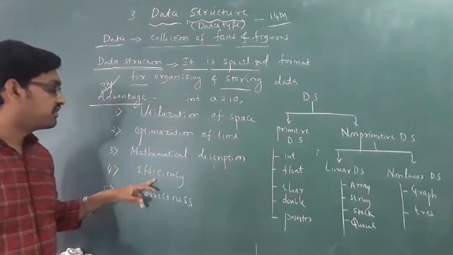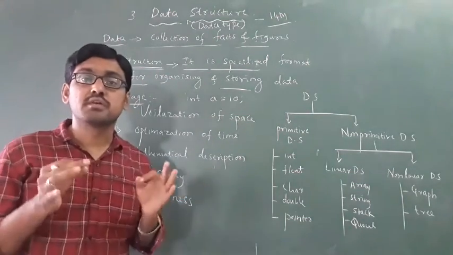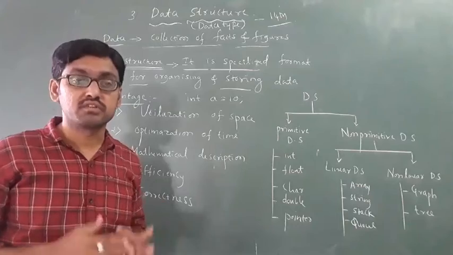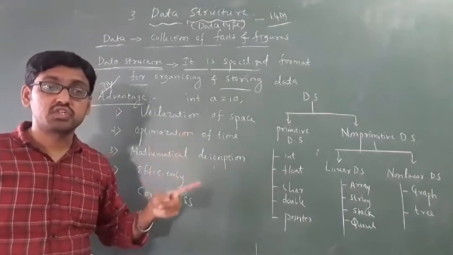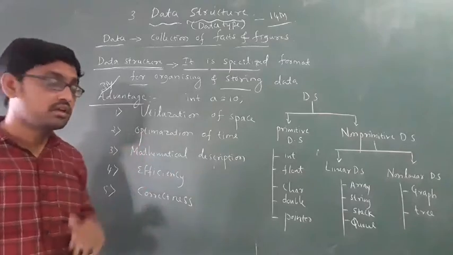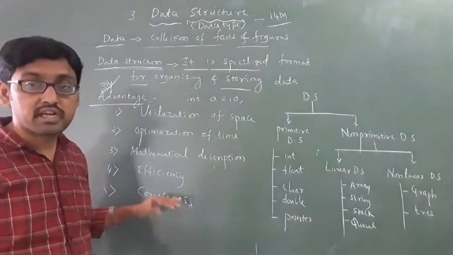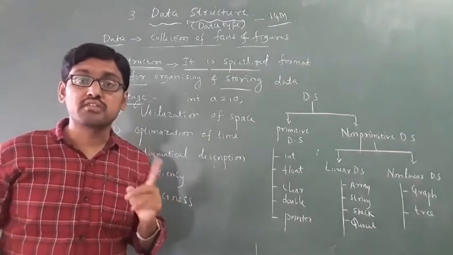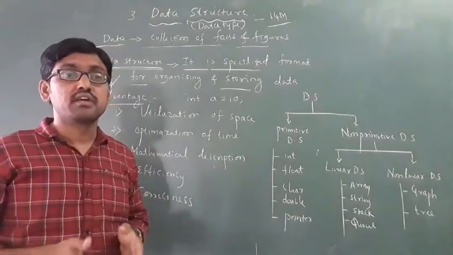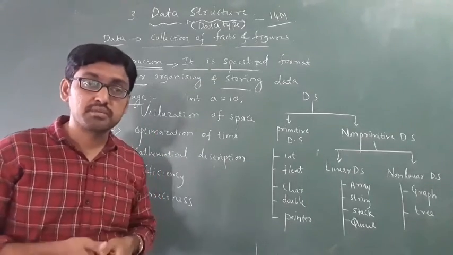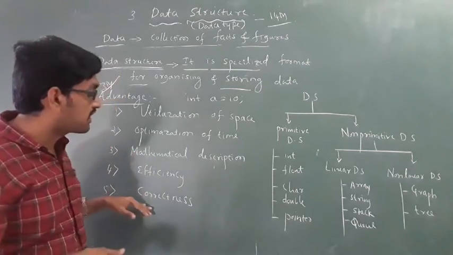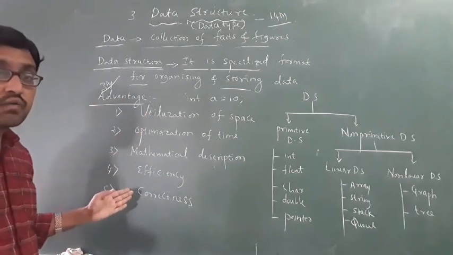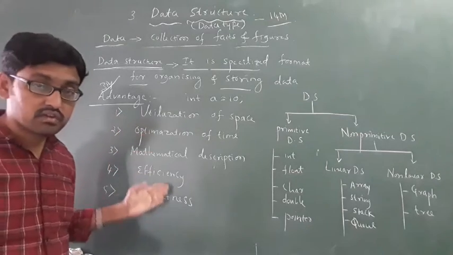Then efficiency means the program will be executed faster by using a data structure, that is, data types. Then correctness means it gives an accurate result. If you use data types in a program, it gives an accurate result. That is the correctness. These are the advantages of a data structure.